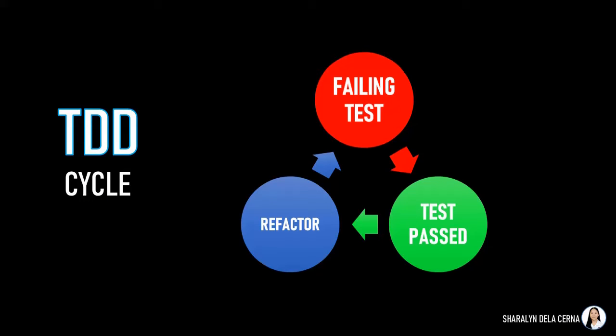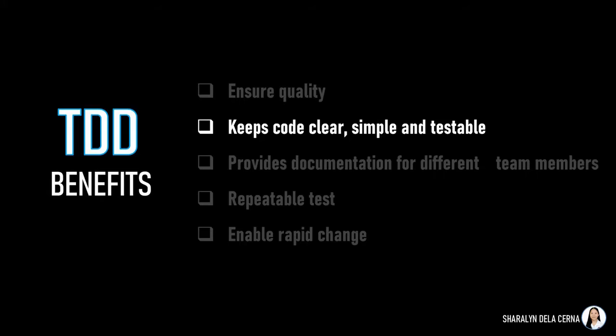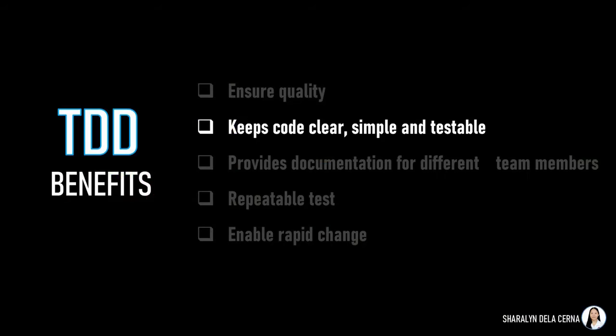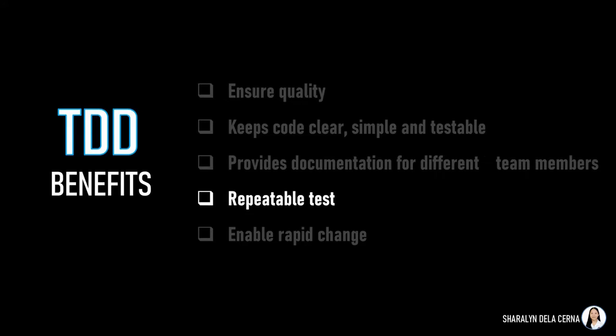Just by following this simple process cycle, we achieve several things. Some of the benefits of TDD is it helps us ensure the quality by focusing on the requirements before writing the code. It assists us in keeping our code clear, simple, and testable since code is broken down into small steps. It provides documentation on how the system works for our other team members. It builds a suite of repeatable regression tests and acts as an enabler for rapid change.